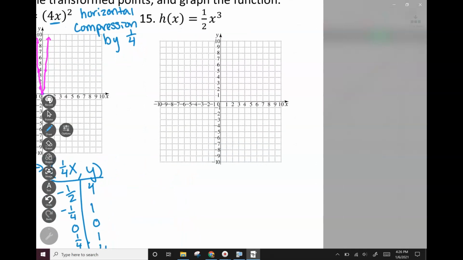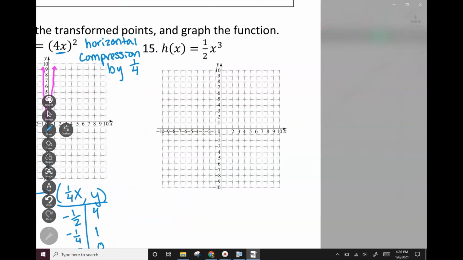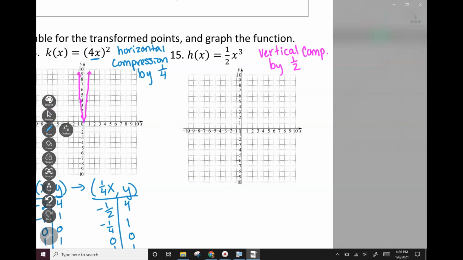All right, number 15. This one, the 1/2, is on the outside of the function. I know that because there's no parentheses here. That would make it horizontal, but this is going to be vertical. It's going to be a vertical compression because it's a fraction, by 1/2. So you only do the reciprocal if it's horizontal. And it's horizontal if it's inside the function.